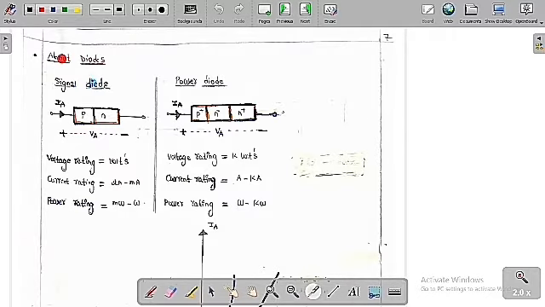Now we are going to learn about the diodes. Signal diode: a signal diode is a combination of P-type semiconductor and N-type semiconductor. Here the voltage is VA and this is the current IA. This is the anode and this is the cathode. The voltage rating of signal diodes is in volts, whereas the current rating is in microamperes to milliamperes, and the power rating of the signal diode is from milliwatts to watts.